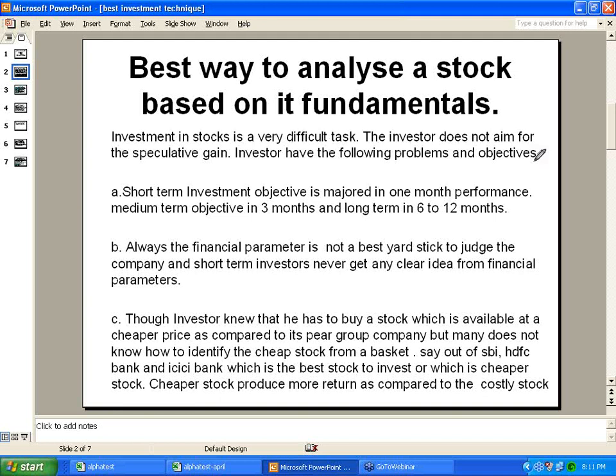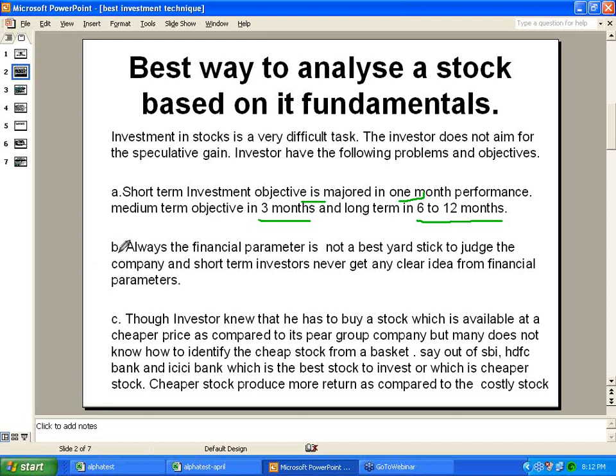So to my knowledge, the short-term investment objective is only for 1 month. Every month we need to invest and get some money. So every 1 month horizon investment or lesser time, lesser than 1 month, is known as your short-term investment. Medium term, if you go for 3 months, long term 6 to 12 months, and higher than that also.